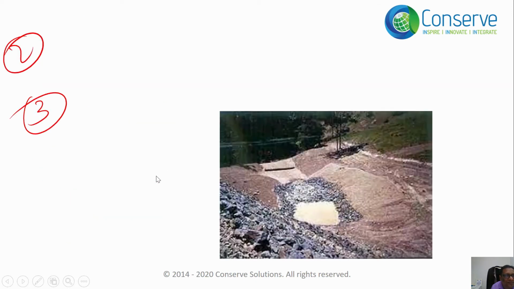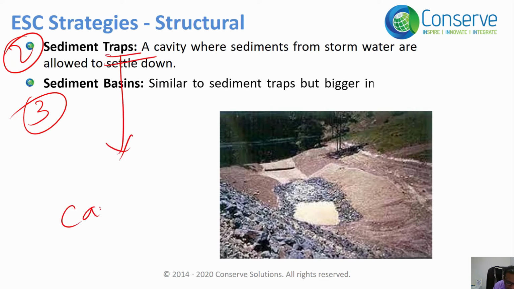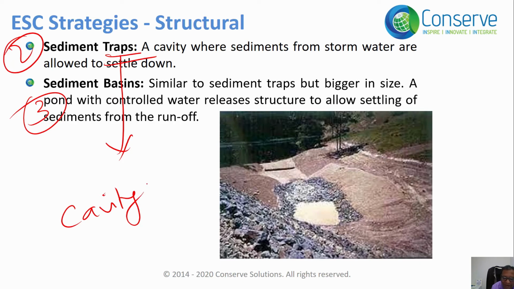Then comes sediment traps and sediment basins. Trap is nothing but a cavity. So what this cavity does is, the cavity allows the sediments in the stormwater runoff to settle down, and it allows only the water without sediments to flow beyond the cavity. Sediment basins are very similar to sediment traps, but they are of bigger size. So, sediment basins are ponds with controlled water release structures.